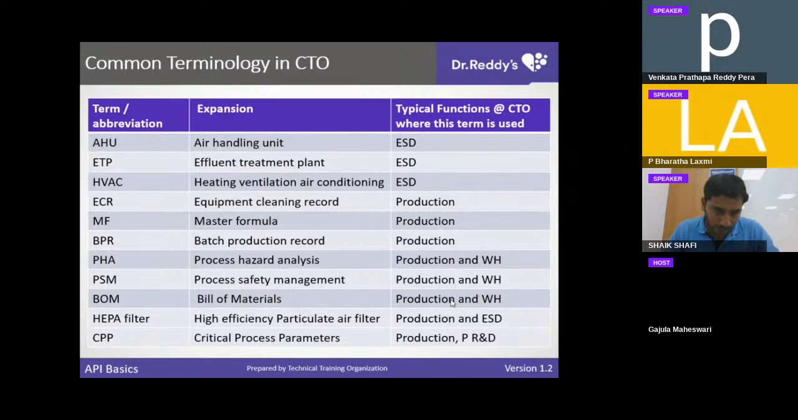MF means master formula. PHA is process hazard analysis. Basically, when we are introducing a new process, we do process hazard analysis. We identify what all the hazards involved in this process are. Then process safety management, PSM. BOM means bill of materials. HEPA, I told, high efficiency particulate air filter. This is 0.3 micron size. And CPP, this is critical process parameter. Critical process parameter is a step where we need to concentrate more. This parameter is linked to our quality and yield. Yeah, proceed.